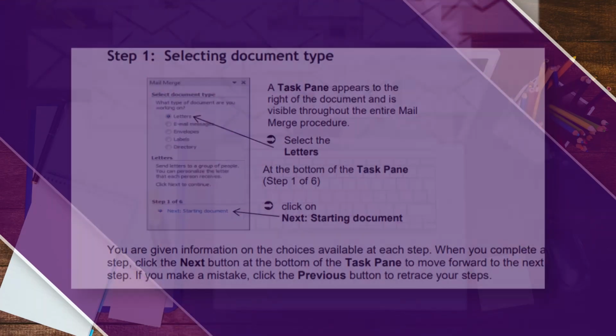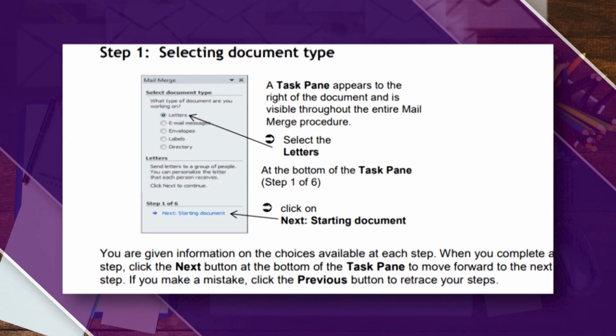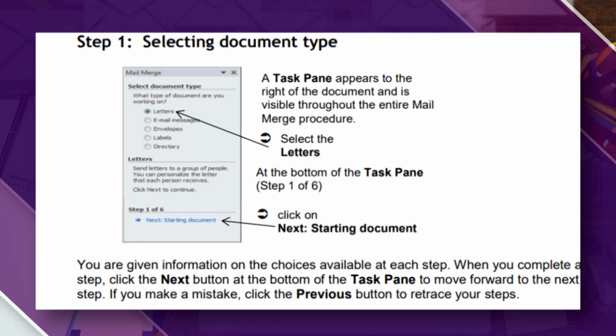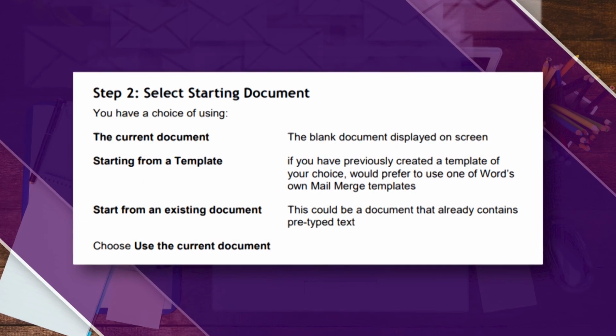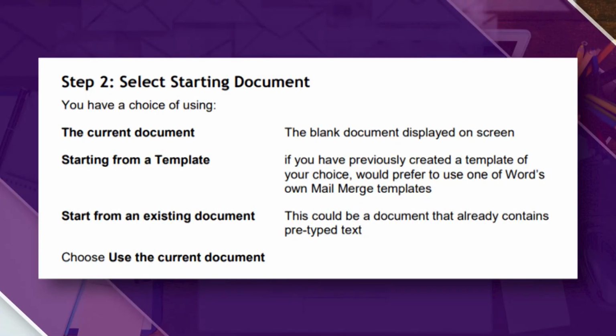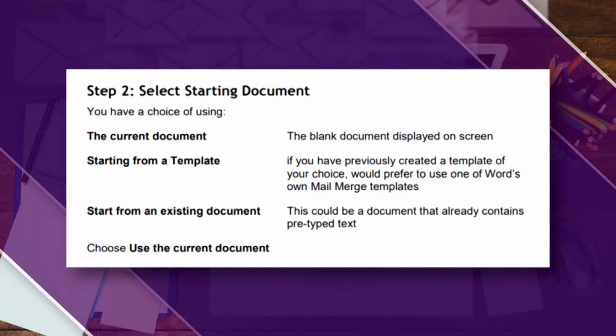To perform the merge, select the document type. A task pane appears to the right of the document and is visible throughout the entire mail merge procedure. Then select Letters. At the bottom of the task pane, steps 1 to 6 follow, and next is Starting Document. You have a choice of using the current document, the blank document displayed on screen, starting from a template, if you have previously created a template of your choice or would prefer to use one of Word's own mail merge templates, or starting from an existing document, which could be a document that already contains pre-typed text. Use the current document.